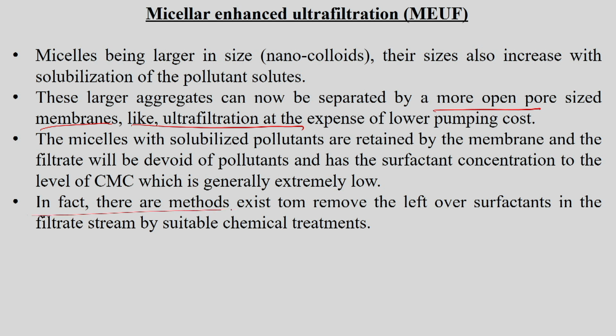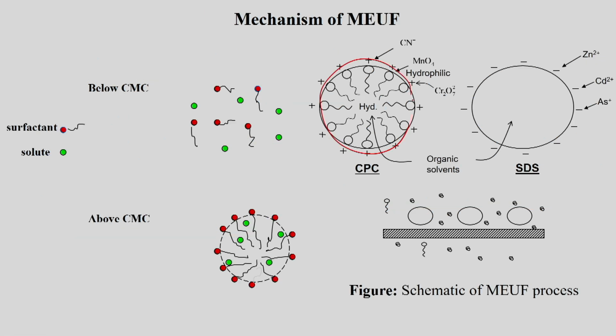In fact, there are methods to remove the leftover surfactants in the filtered system by suitable chemical treatment also. Okay. So, this is the mechanism of micelle. Suppose this is the micelle, and the cyanides will be trapped here with the positive part of the outer surface, and chromate also will be trapped here. Sometimes the hydrocarbons will also be trapped inside. These solute particles will be trapped inside this micelle, and then this will be separated using more open ultrafiltration membranes.